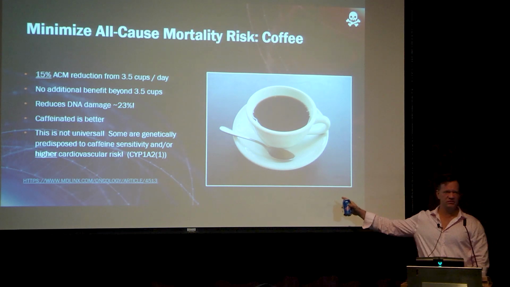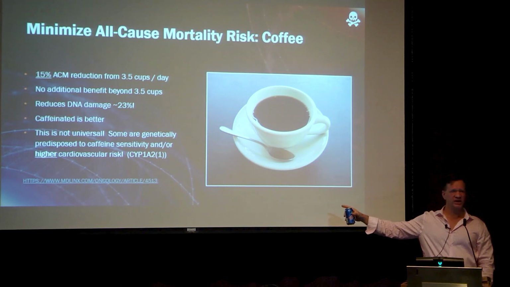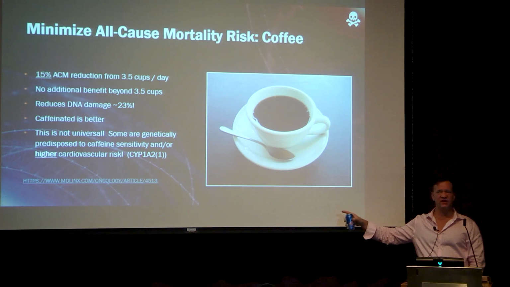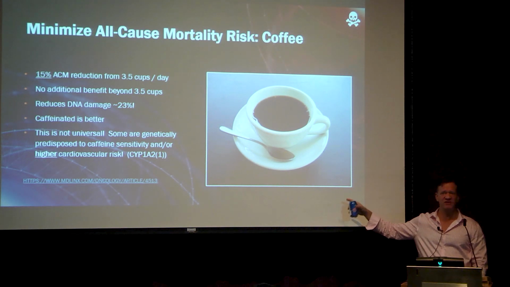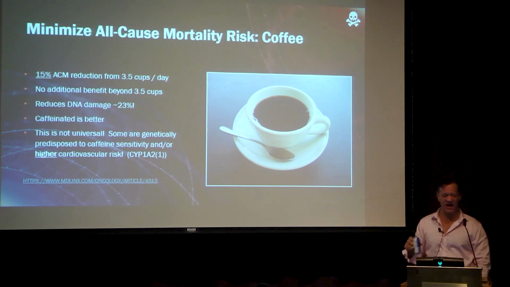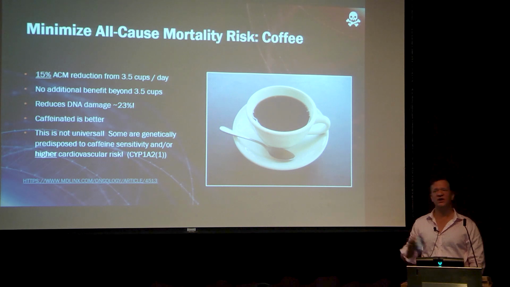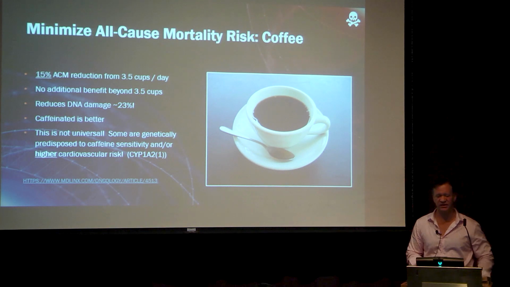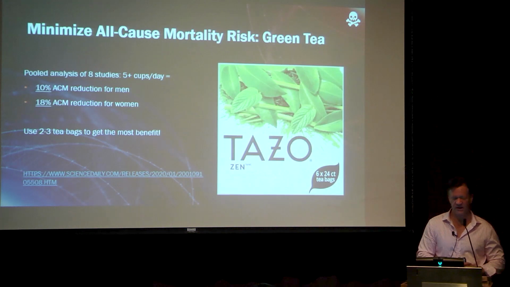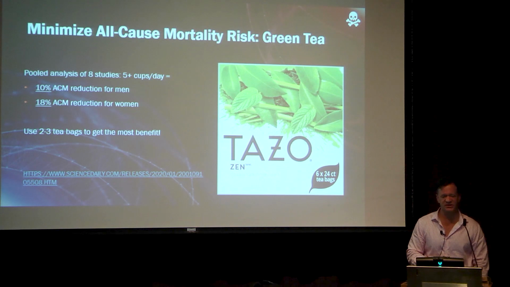But again, your DNA will influence your ability to metabolize just about anything. This goes for coffee as well. Not everybody can tolerate caffeine, not everybody can tolerate coffee, right? Some people actually have a higher cardiovascular risk if they drink coffee. So it's one of those things where it's not universal. Not everybody should actually be drinking coffee, and not everybody is a good caffeine metabolizer.